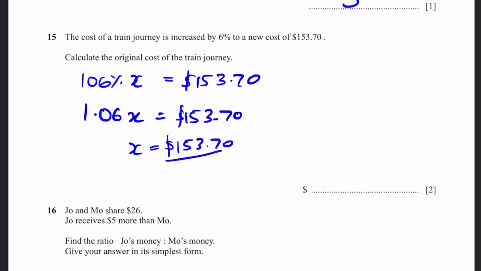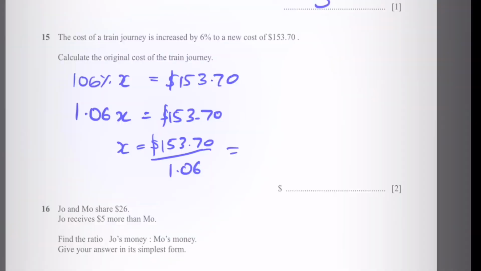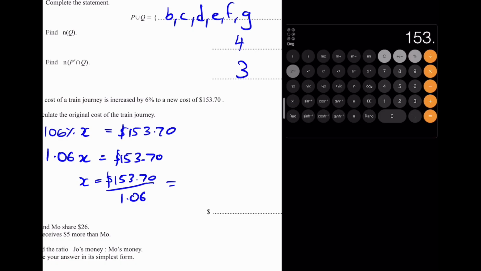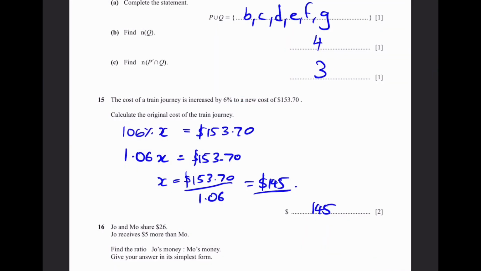And X is equal to 153.70 divided by 1.06, which is equal to, let's get our calculator out. Here we go. 153.70 divided by 1.06, we get $145. That's the answer.